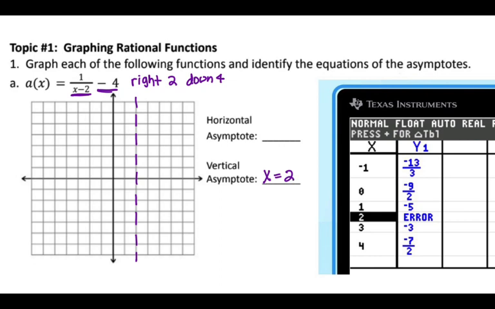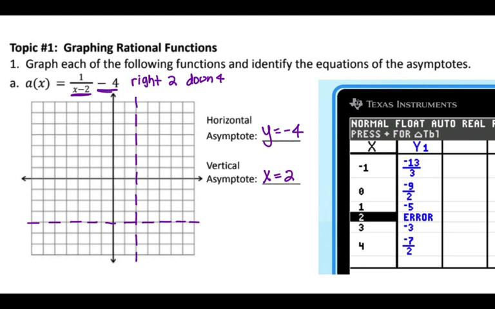For my horizontal asymptote, it's normally the x-axis, but it has now been shifted down 4 units. So I'm going to move down 4, 1, 2, 3, 4, and here is my horizontal asymptote. And that equation is y equals -4.